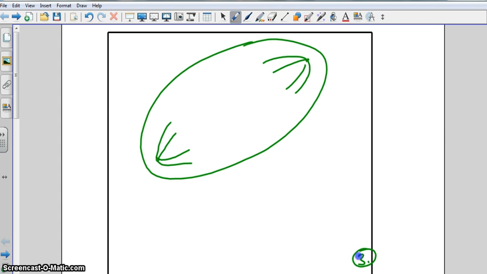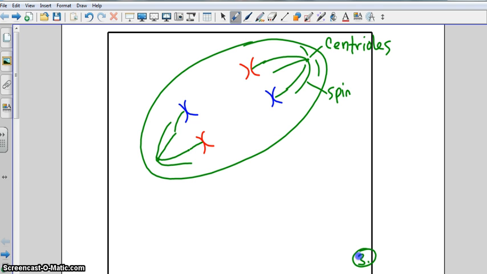So I'm going to use some colors because I'm special and I can. But basically, they're going to get pulled apart in anaphase 1. So what's this fiber that comes out and grabs onto them? The spindles. And since this is an animal cell, it's connected to the centrioles. We can label these spindle. We're going to call this anaphase 1.